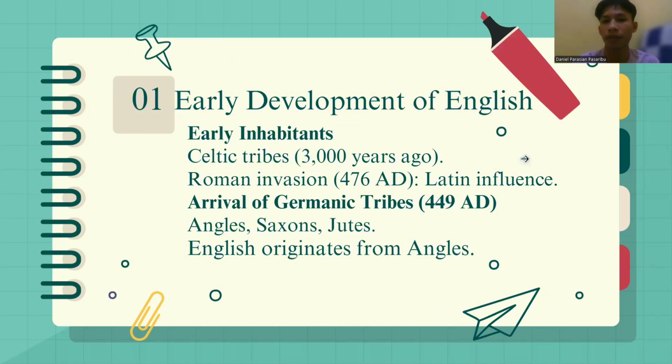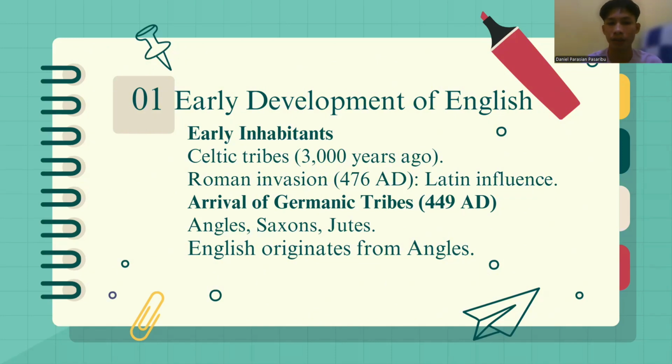Early development of English. Early inhabitants, Celtic tribes 3,000 years ago. The Celtic tribes were the first known inhabitants of Britain, arriving around 3,000 years ago. Later, the Romans invaded in 43 BC, introducing Latin, which became an important language in administration and trade.